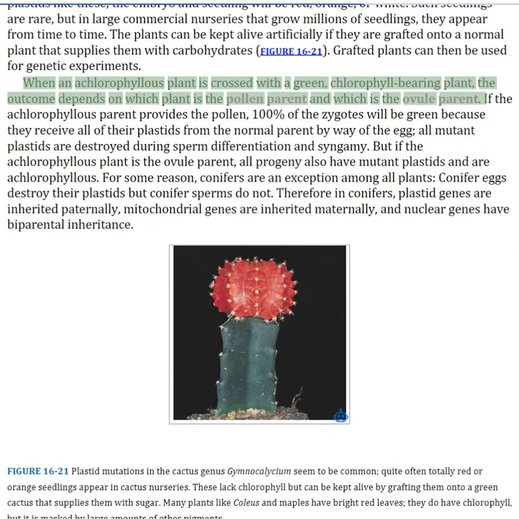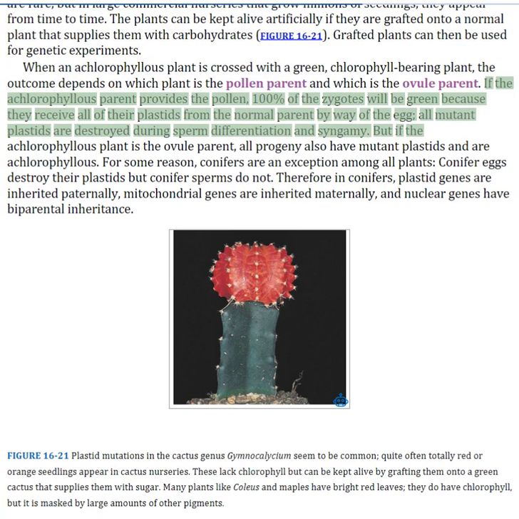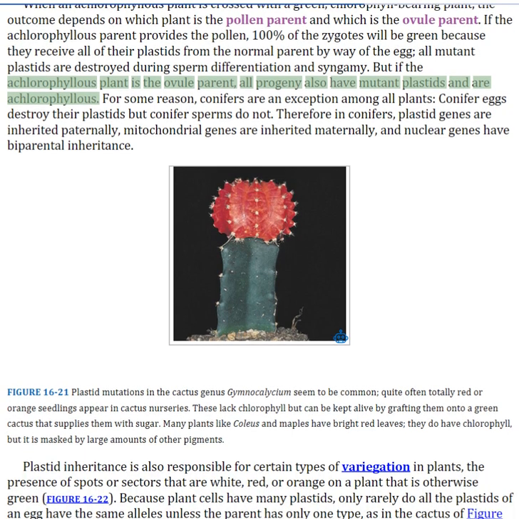When an achlorophyllous plant is crossed with a green, chlorophyll-bearing plant, the outcome depends on which plant is the pollen parent and which is the ovule parent. If the achlorophyllous parent provides the pollen, 100% of the zygotes will be green because they receive all of their plastids from the normal parent by way of the egg. All mutant plastids are destroyed during sperm differentiation and syngamy. But if the achlorophyllous plant is the ovule parent, all progeny also have mutant plastids and are achlorophyllous.